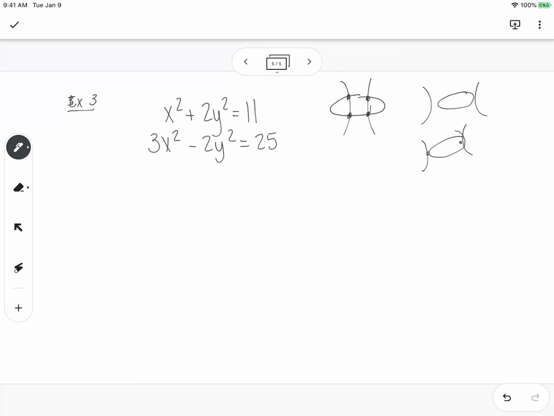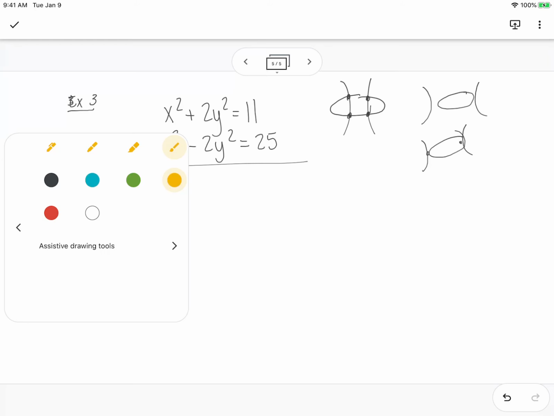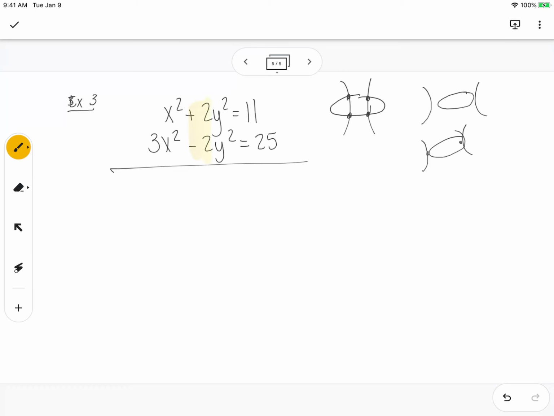Again, what method should you use? Well, they're lined up. You see the x² terms are lined up. The y² terms are lined up, and my constants are lined up. So I'm definitely going to use elimination here. So remember, with elimination, you want to look for opposites. Do you see any opposites? I do. My y² terms are opposites.